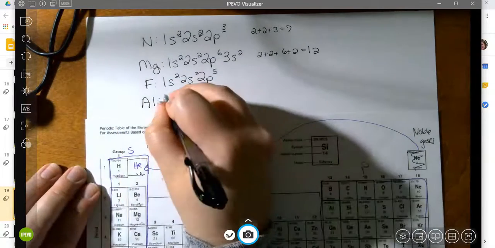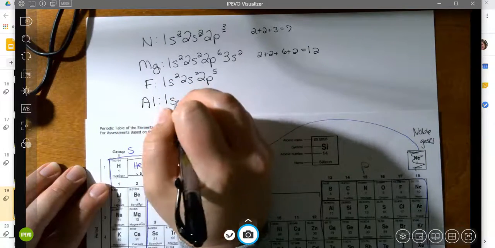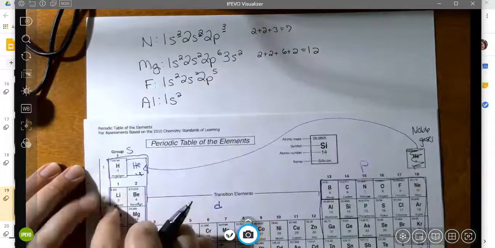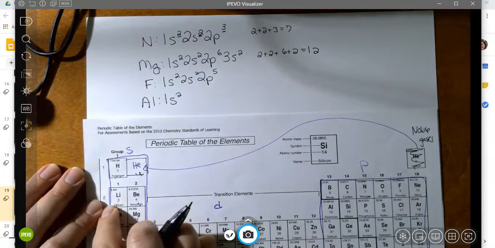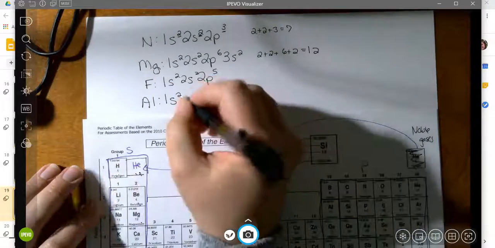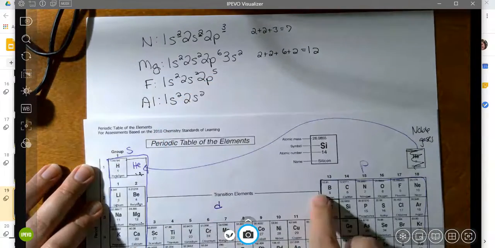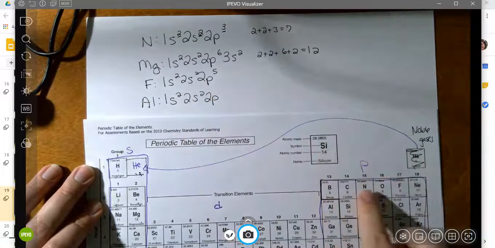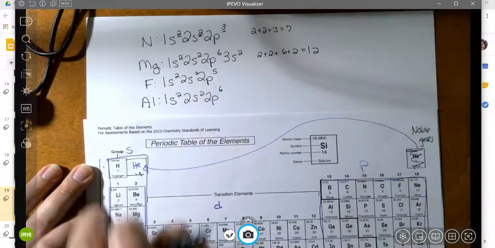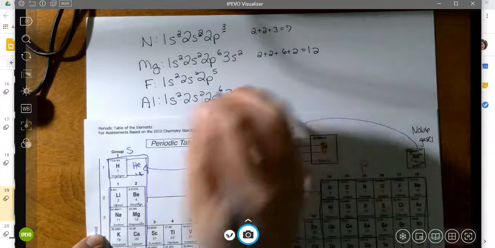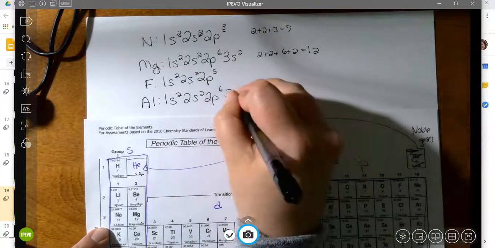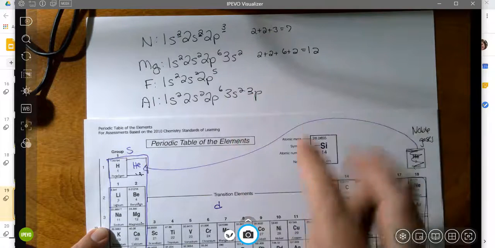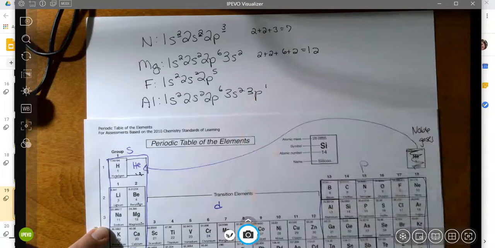Okay. For aluminum, again, same process. I start at the beginning. I'm in period 1, the S block, and how many squares do I have to go? 1, 2. Now I come down here. I'm in period 2, the S block, 1, 2 squares. I come over here, period 2, P block, and I go 1, 2, 3, 4, 5, 6. I come down here, period 3, S block, 1, 2. And now I come across here. I'm still in period 3, but now the P block, and I have to go 1 square in to get to aluminum. Okay?